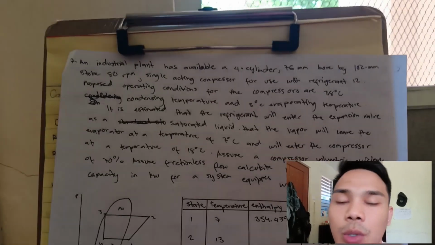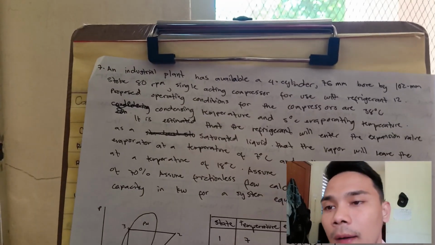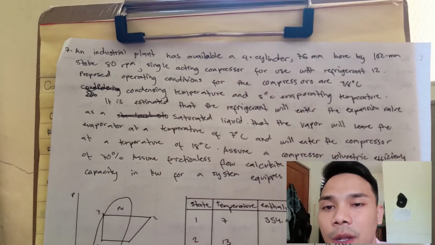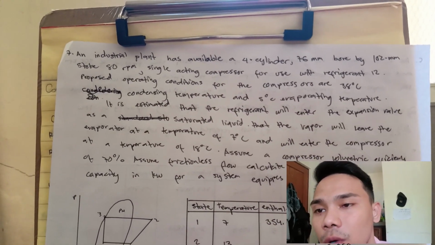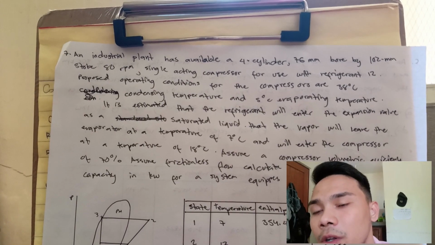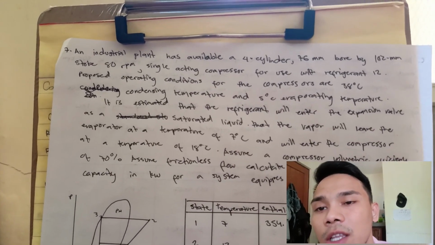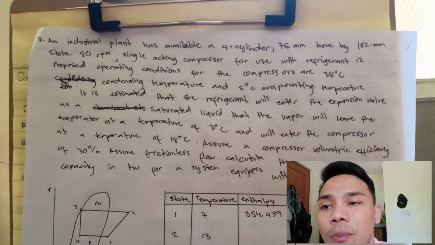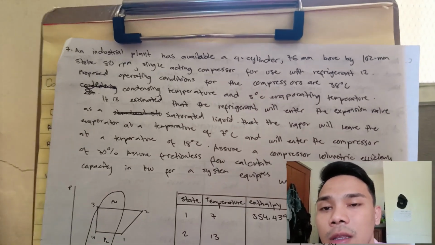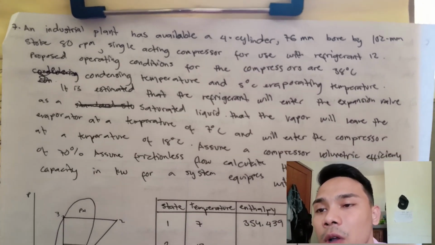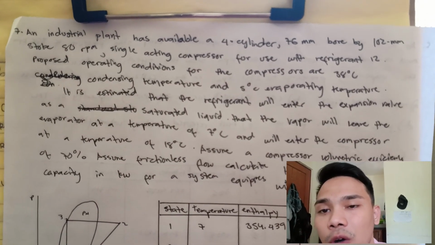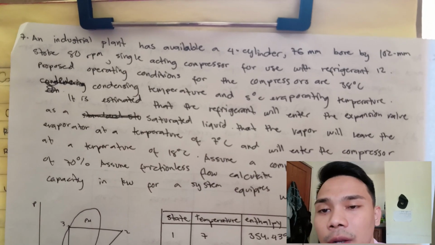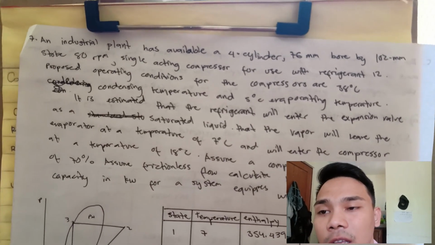So we'll go now to sample problem number 7. An industrial plant has available a 4-cylinder, 76 mm bore by 102 mm stroke, 800 RPM or revolutions per minute, single acting compressor for use with refrigerant 12. So the refrigerant we will use is R12.